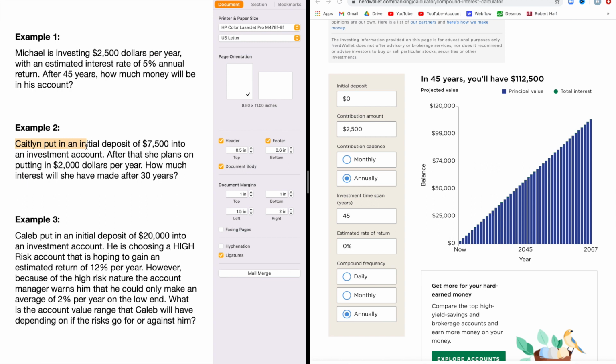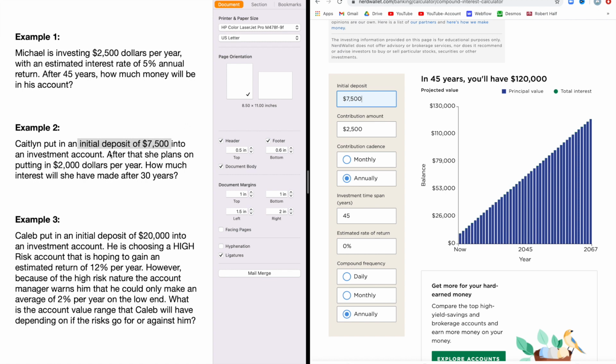Caitlin put in an initial deposit of $7,500 into an investment account. After that, she plans on putting in $2,000 per year. How much money, and again, this is a key, how much interest will she have made after 30 years? So you're not looking for total, you're looking for the interest. So let's plug all this in. In this case, it does give you an initial deposit of $7,500.